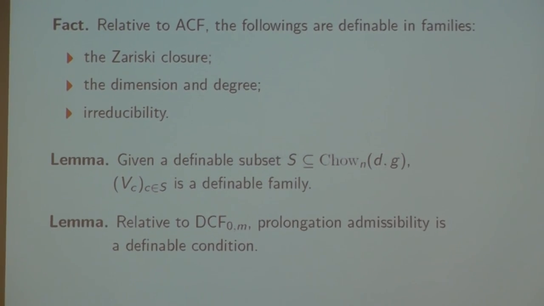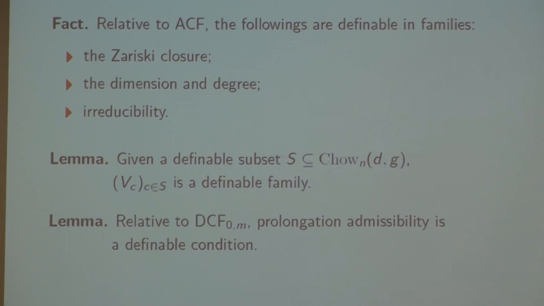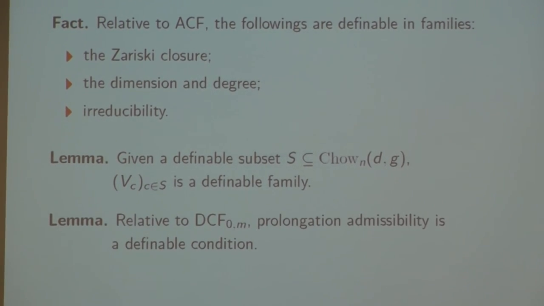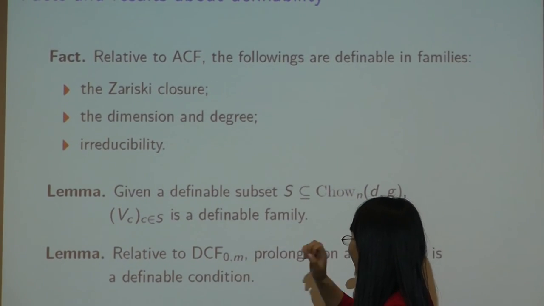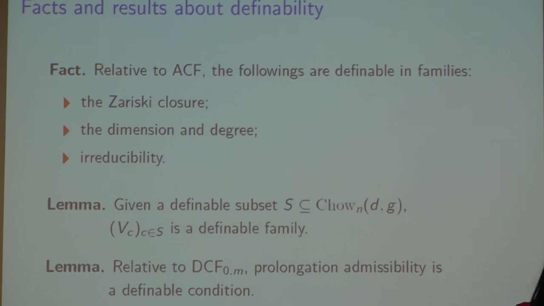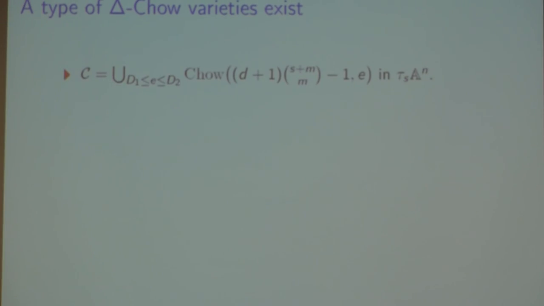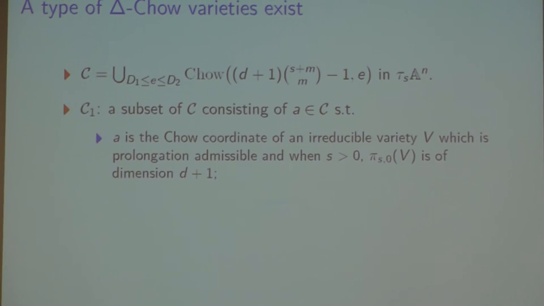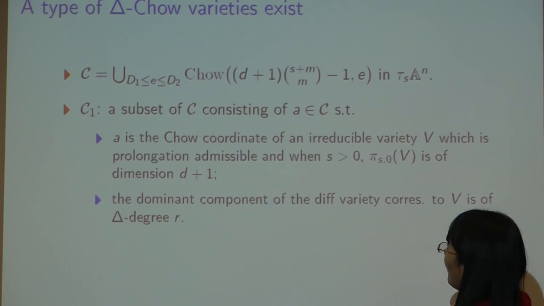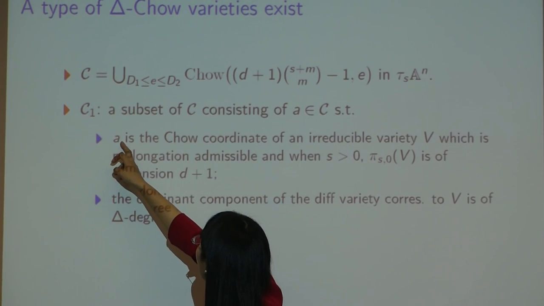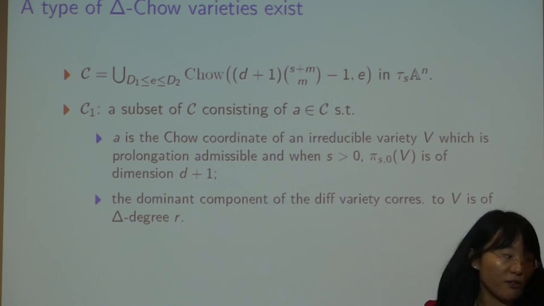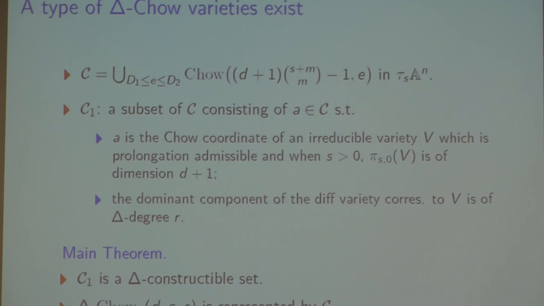These facts are about definability. So we know relative to the algebraically closed field, convexity closure, dimension, degree, and irreducibility are all definable invariants. And also relative to the differential closed field, the prolongation of irreducible is also a definable condition. So this is the main result. We consider the union of these irreducible varieties and consider a subset of it, such that these conditions are satisfied, so that the algebraic coordinate A can uniquely determine a differential variety in this set.